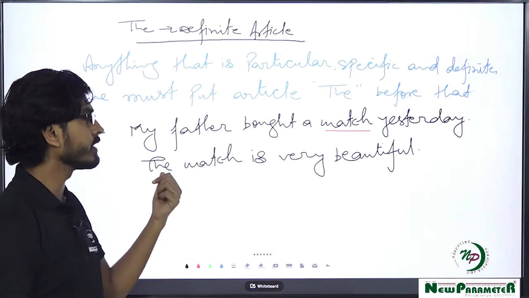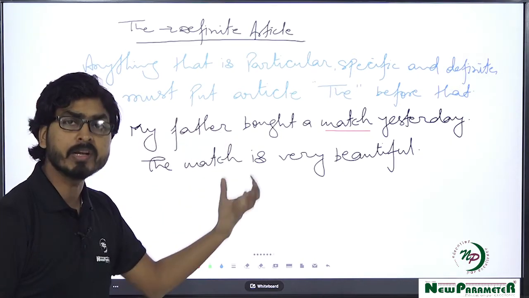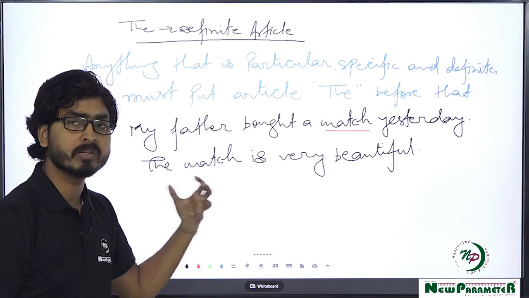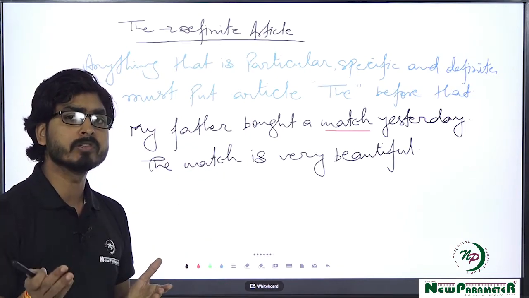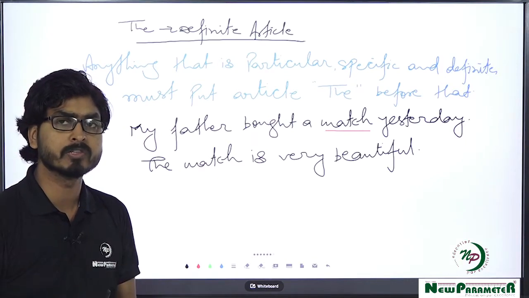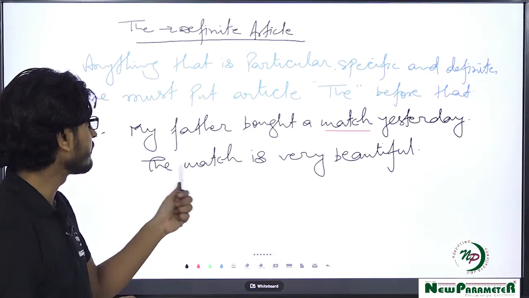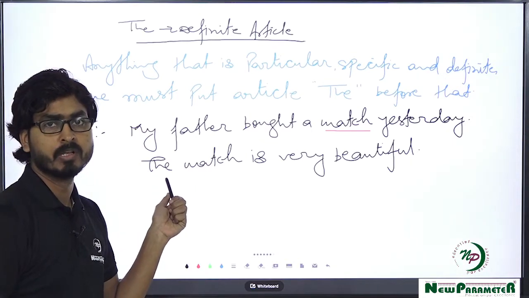We must use article the before this one, because in this context, this watch becomes very definite. It means we are not talking about any watch, we are talking about that particular or definite or specific watch which was bought by my father. That's why we have used article the before this.